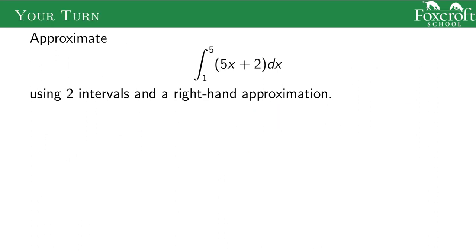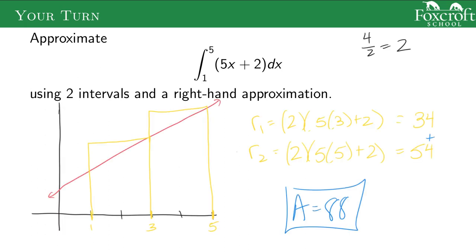Here's one for you to try on your own. You're using 2 intervals and a right-hand approximation to approximate the area under 5x plus 2. Go ahead and pause the video and try that one on your own and see if you can do this approximation. And your final answer should look something like this.